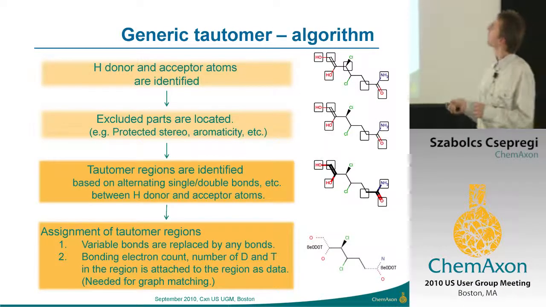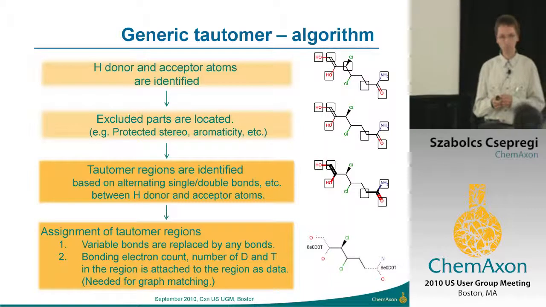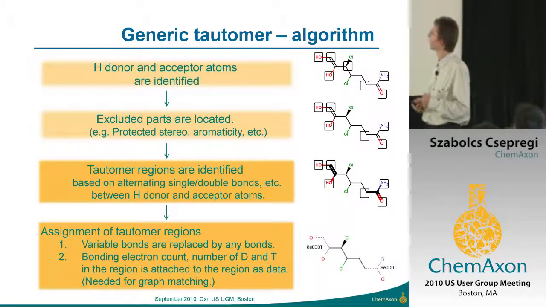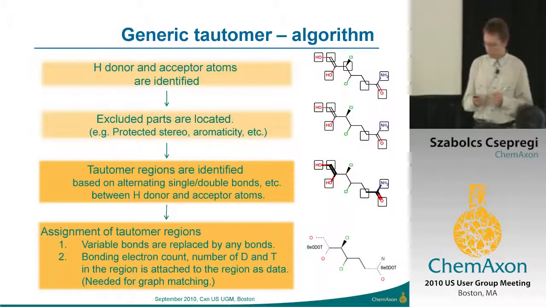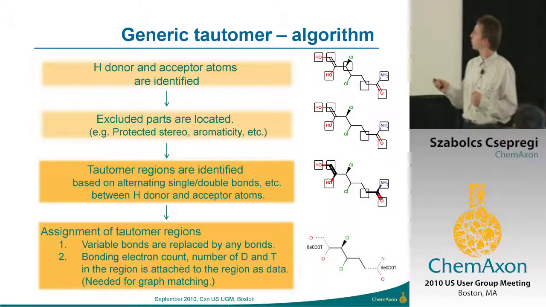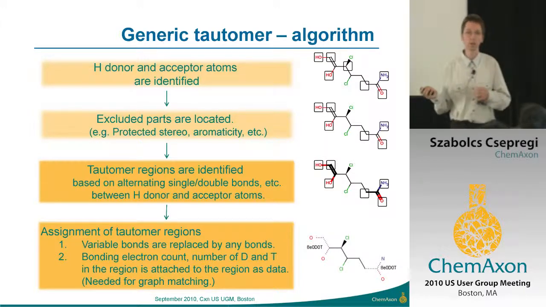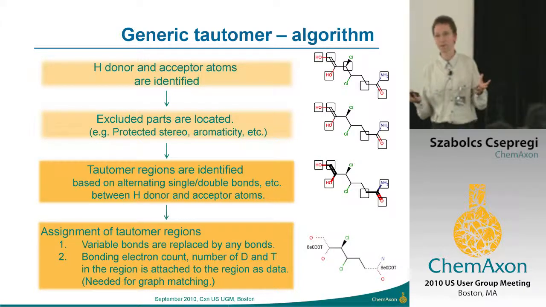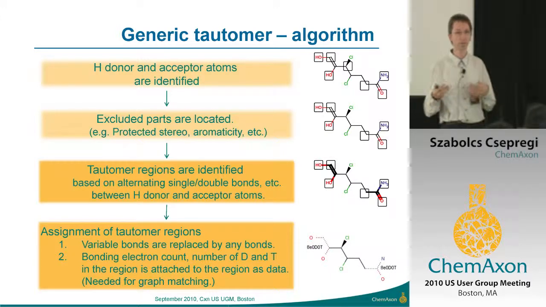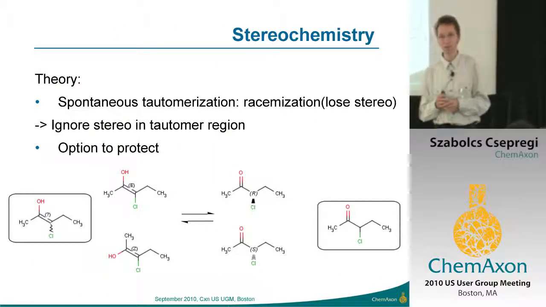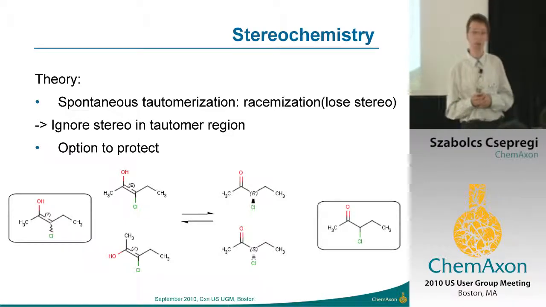Okay, this is the algorithm to generate this generic tautomer. I won't go into detail now. It is very useful to recognize all the theoretically possible transformations, tautomeric transformations. However, the stereochemistry can give us surprises.